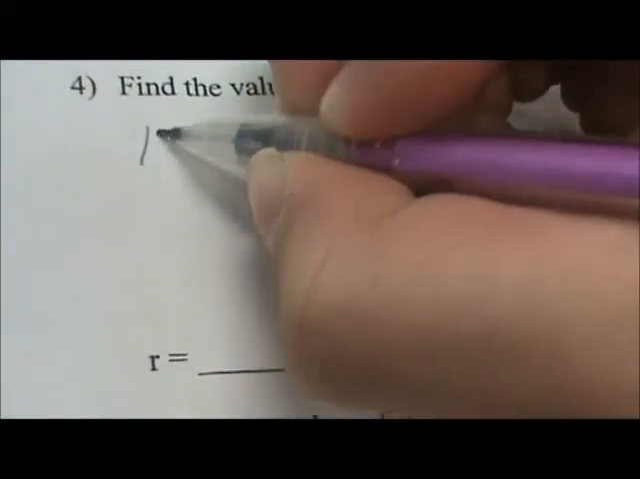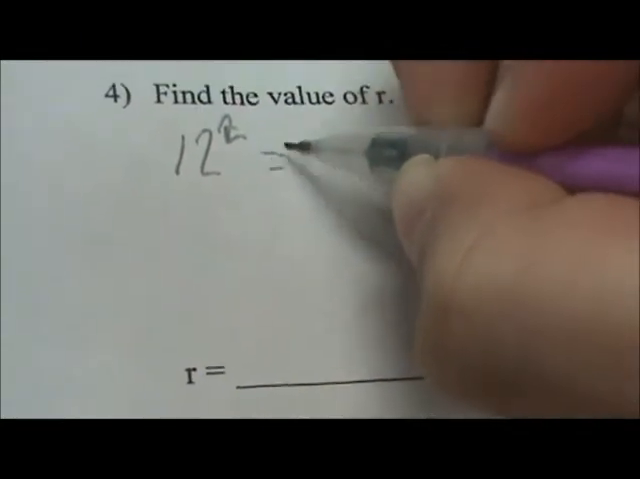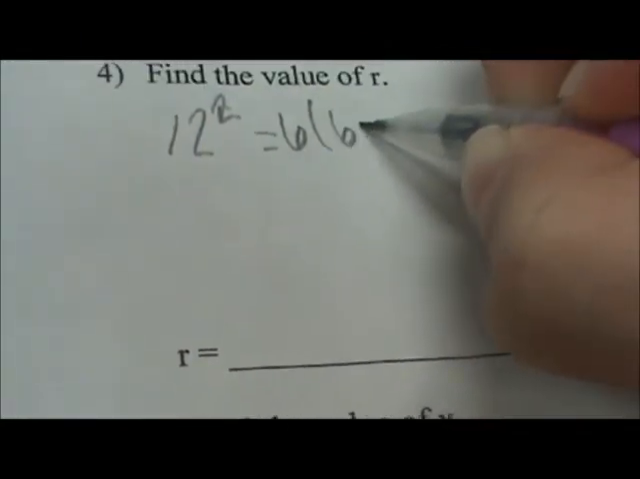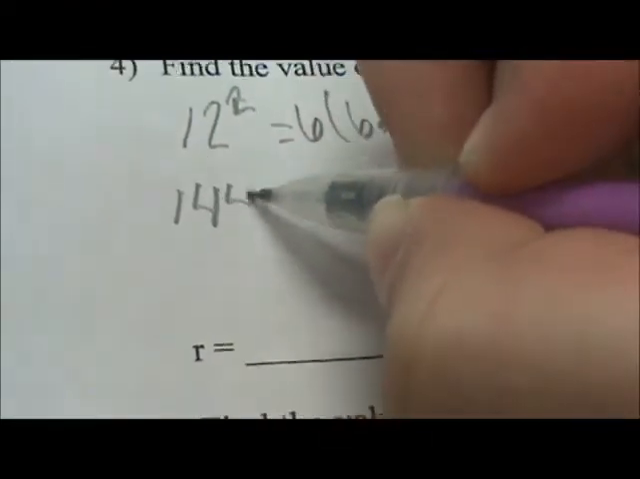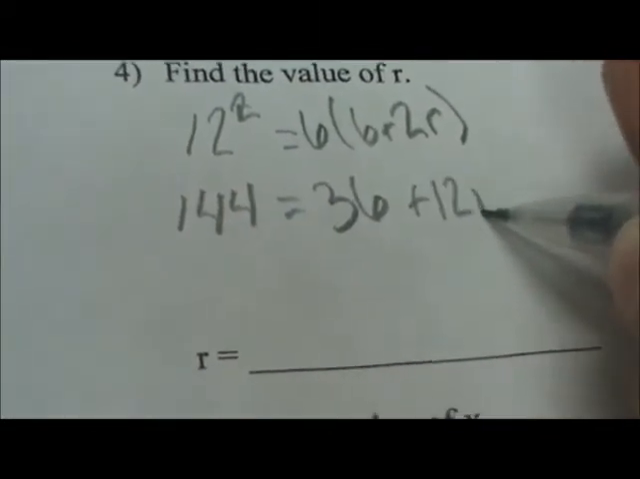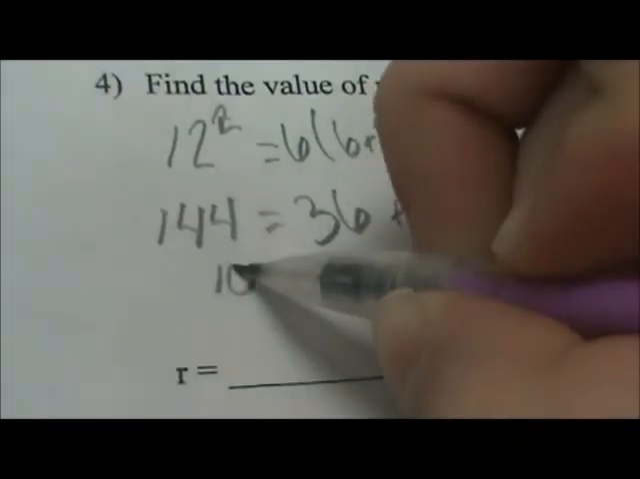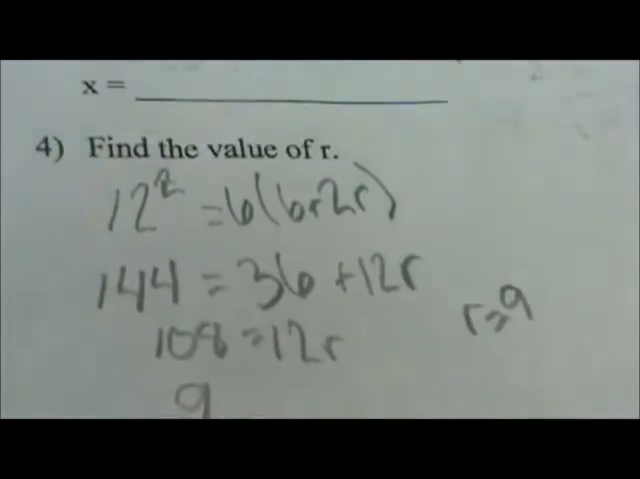Okay, moving on to problem 4. In this equation, you can do 12 squared is equal to 6 times (6 plus 2r). You need to distribute and square, so you get 144 is equal to 36 plus 12r. Then you need to subtract 36, and you will get 108 is equal to 12r. When you divide by 12, you will get r is equal to 9, so your radius is 9.